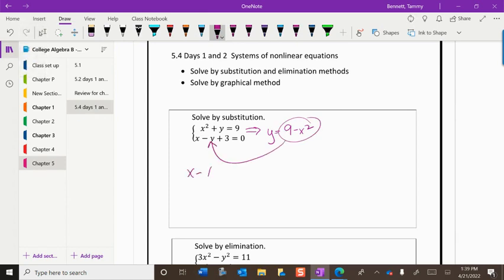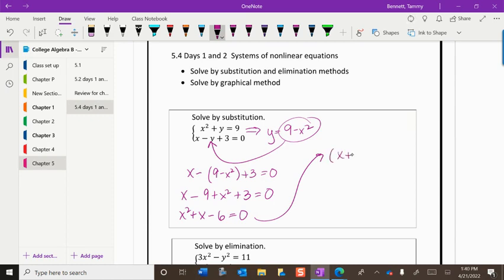So it's x minus (9 minus x squared) plus 3 equals 0. Distribute: x minus 9 plus x squared plus 3 equals 0. Rearrange: x squared plus x minus 6 equals 0. It's quadratic, so it looks like we can factor that. So that factors to (x plus 3)(x minus 2) equals 0. So my two solutions are x equals negative 3, x equals 2.